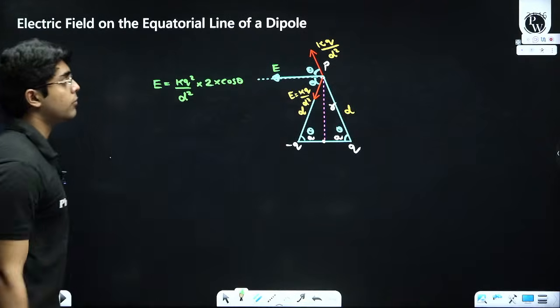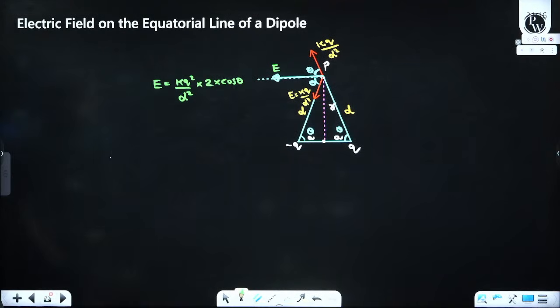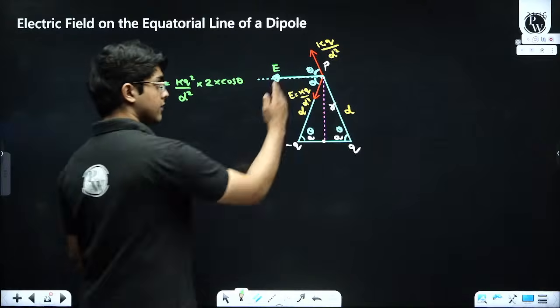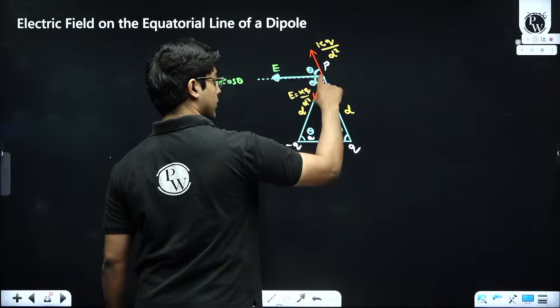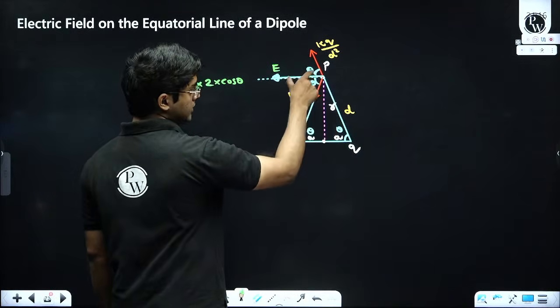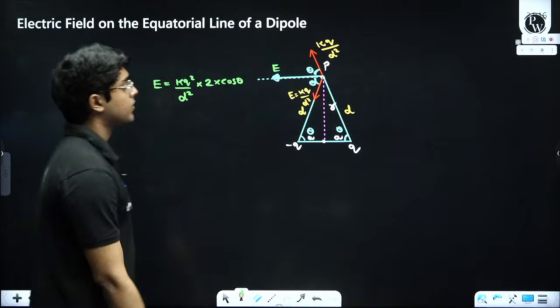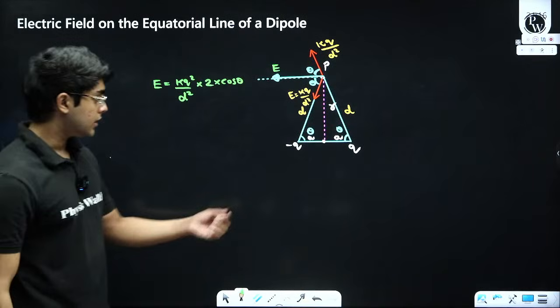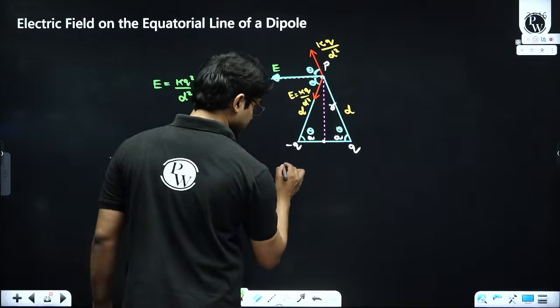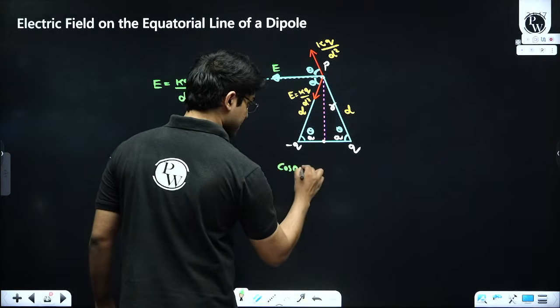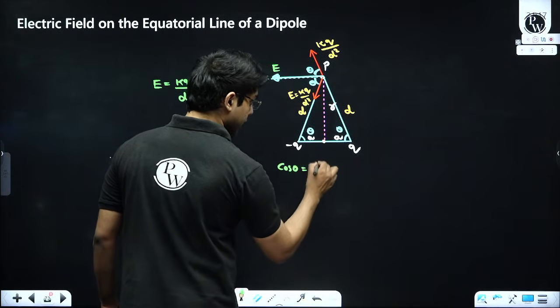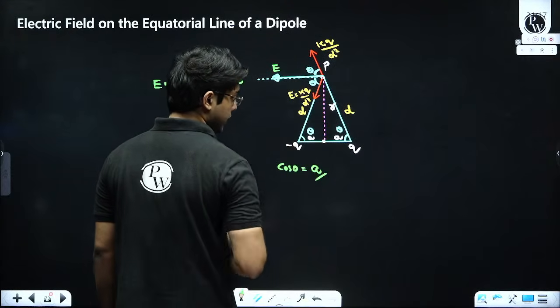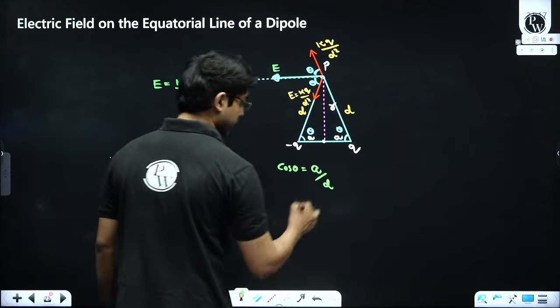2kq square by d square cos theta will be the field. The y direction components will cancel out, and only the x direction will survive, right? Now what is cos theta in this triangle? Cos theta will be a divided by the hypotenuse, which is d, so a divided by d.